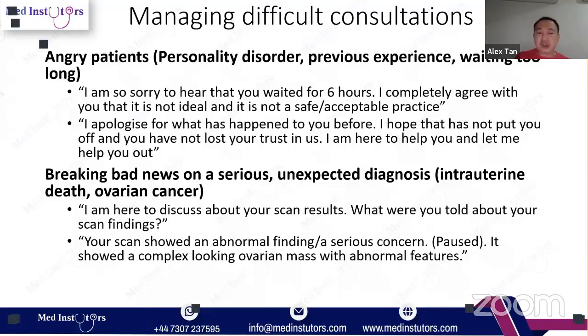Then I'll say, your scan shows an abnormal finding of your uterus. You are in your 60s, and women after menopause should have a thin womb lining, which is less than 5 millimeters, or 4 millimeters where you work. In your case, it's 8 millimeters, or in this case, it shows a complex looking ovarian mass with abnormal features. They might say, what do you mean by that? I'm concerned that with this complex mass and abnormal features, it might be something serious like cancer. See how I break the news in a slow tone, not rushing it.